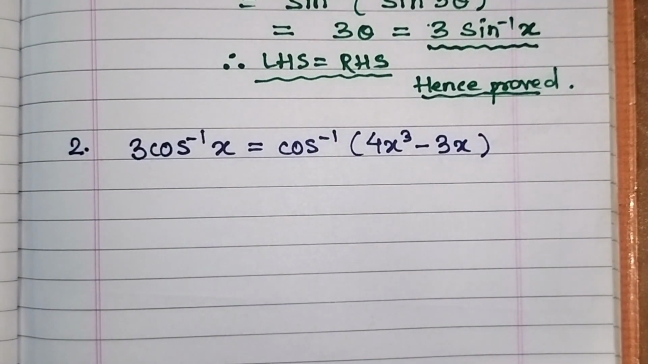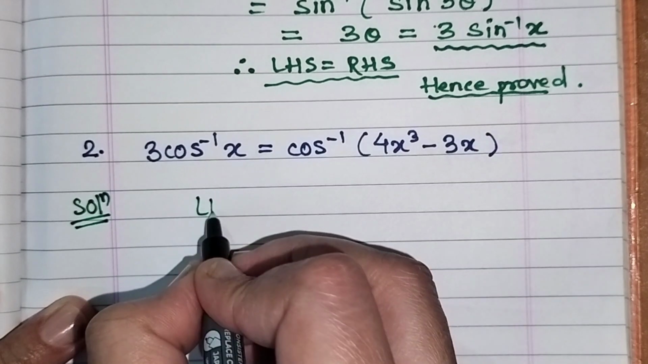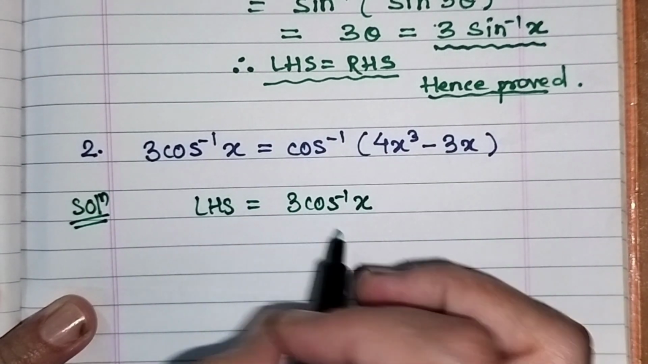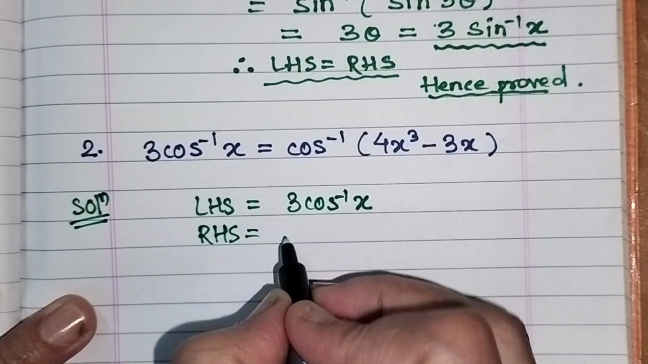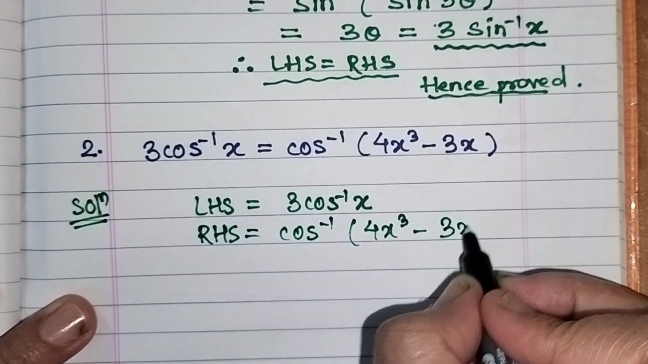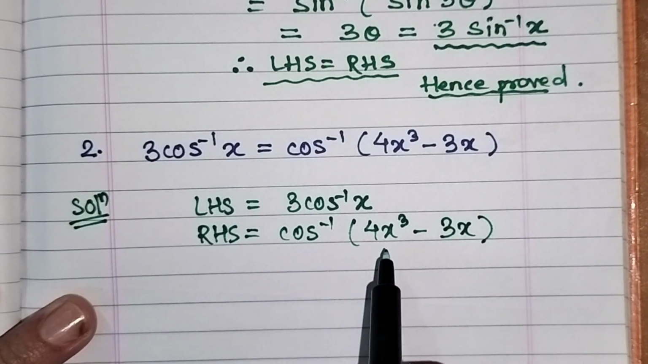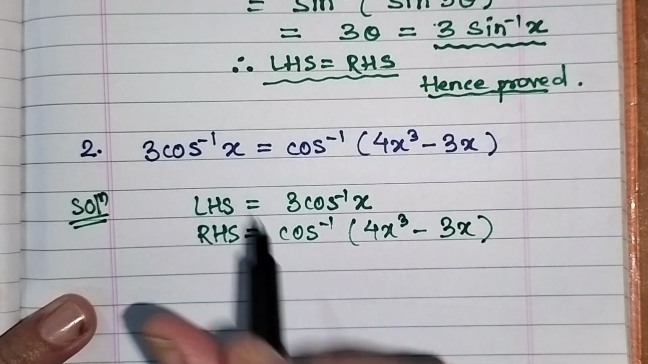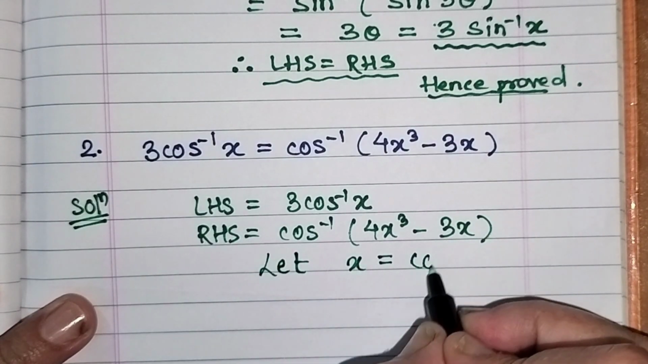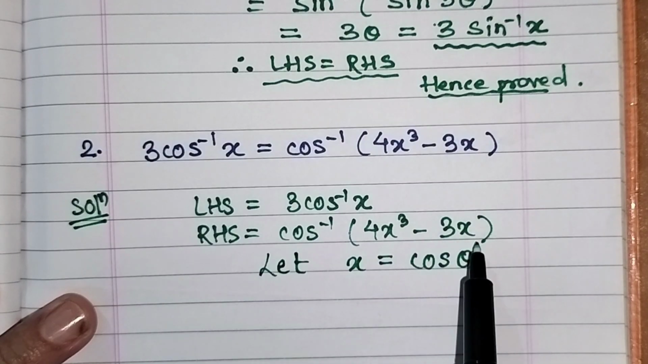Now let's see the second one. In the same way as we have done the first one, you have to consider your LHS, which is equal to 3 cos inverse x. Now RHS is cos inverse of 4x cube minus 3x. As we can do nothing in LHS, we have to just simplify our RHS. Again, the same thing as in the first one, you have to consider let x is equal to cos theta, because in this case you have 4x cube minus 3x.